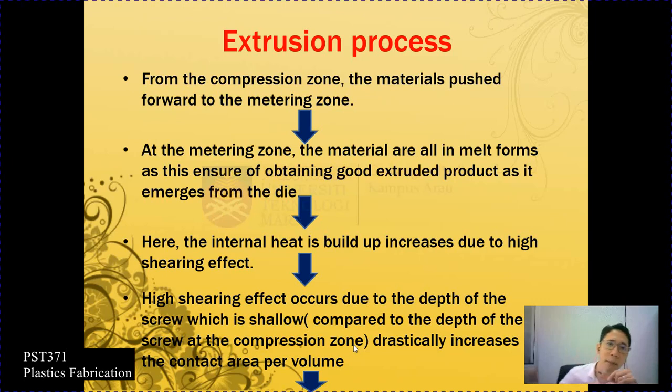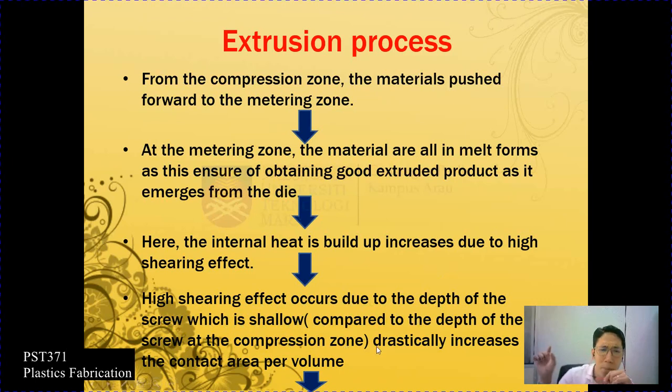Okay, so bila sampai je dekat melting, it should be fully melt. So dalam molten state lah. Here the internal heat is built up, increased due to a high shearing effect. Okay, bila berterusan tadi masuk compression, masuk melting, is molten state, and then dia akan ada high shearing effect. High shearing effect occurs due to the depth of the screw, which is shallow compared to the depth of the screw of the compression zone.